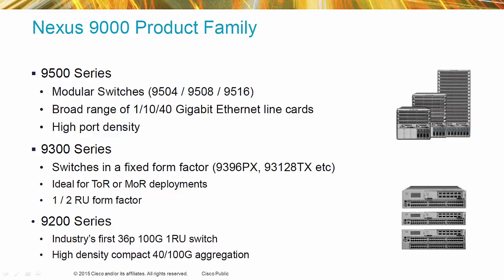The line cards range anywhere from 1 gig, 10 gig, 40 gig, and now there are 100 gig line cards available too. You get a huge port density. Similarly, the 9300 series has a fixed form factor, like the 9396PX, 93128TX, etc. There is a 9200 series too, and some more details.